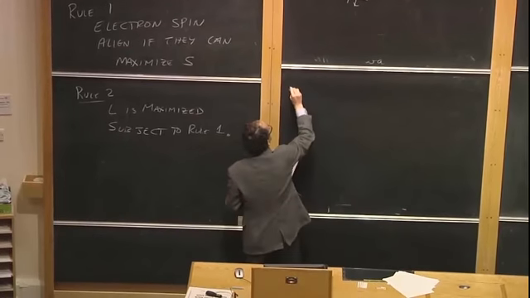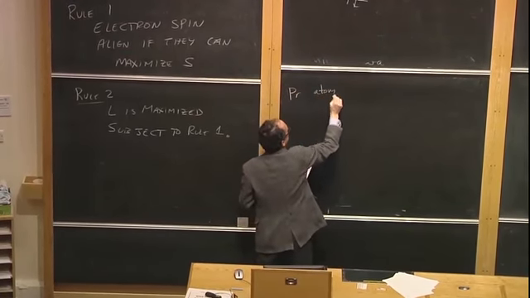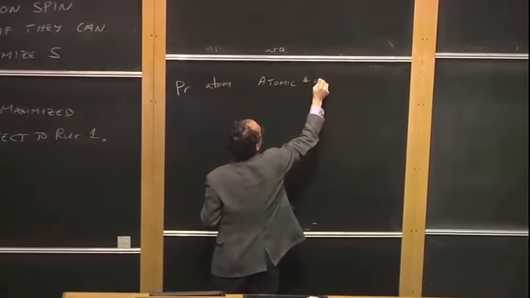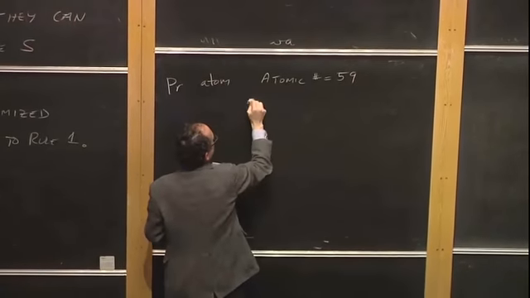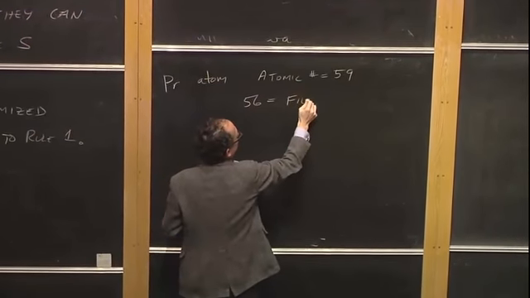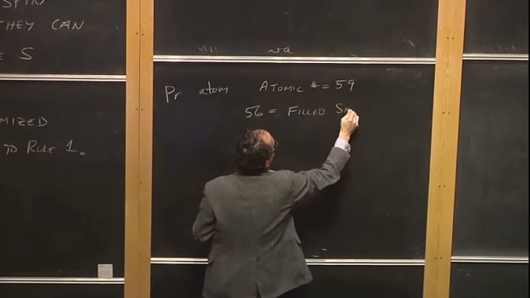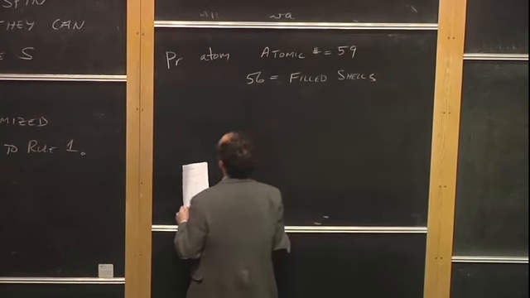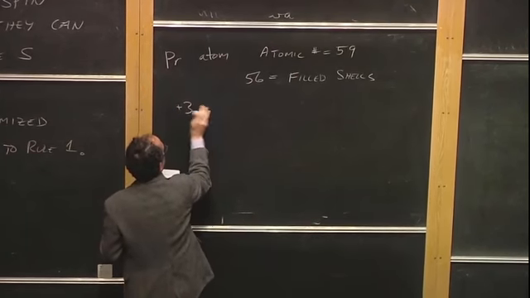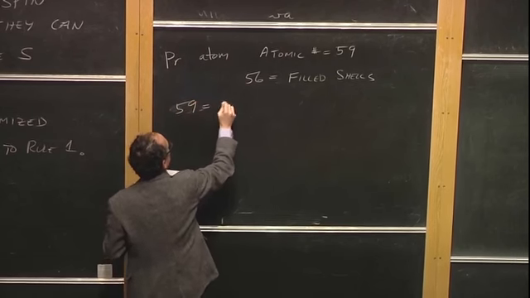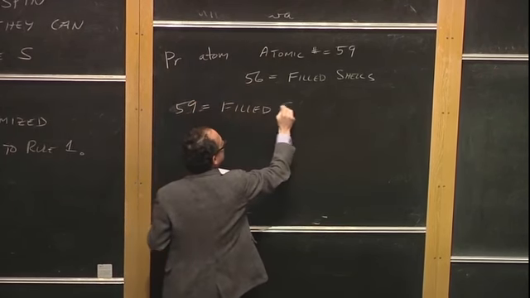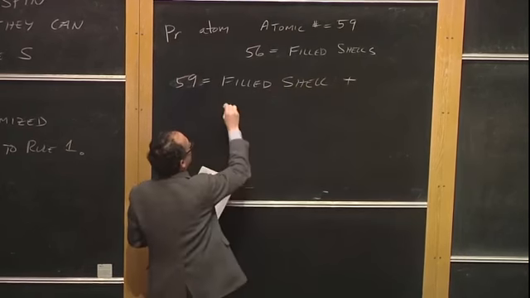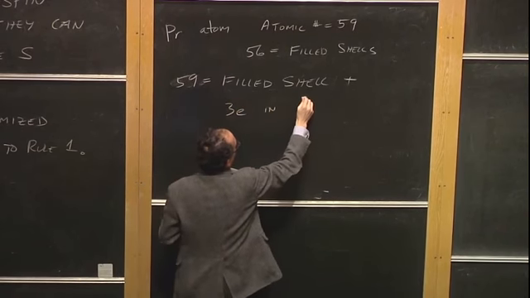So let's consider a praseodymium atom. Its atomic number is 59, which is filled shells up to, I think, 6s actually. So that means we have filled shells plus 3 electrons. So 59 equals filled shells plus 3 electrons in the 4f shell.